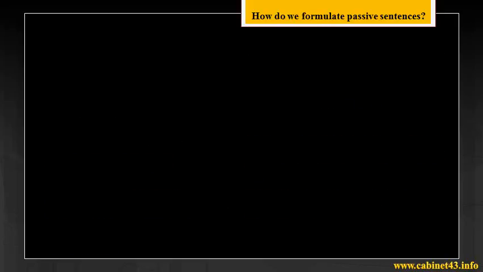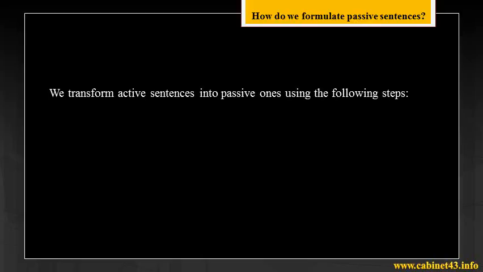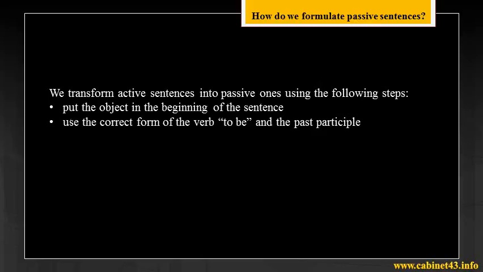How do we formulate passive sentences? We transform active sentences into passive ones, using the following steps. Put the object in the beginning of the sentence. Use the correct form of the verb to be and the past participle.